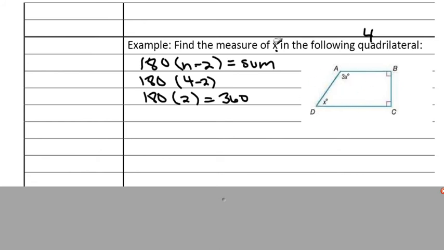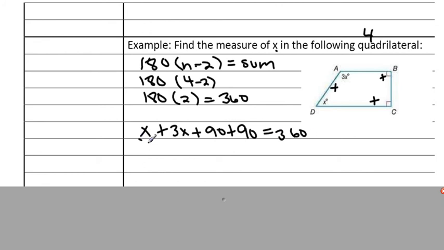So that means that if we add x, add it to 3x, add it to this 90, add it to this 90, that total, all the angles, will equal 360 degrees.